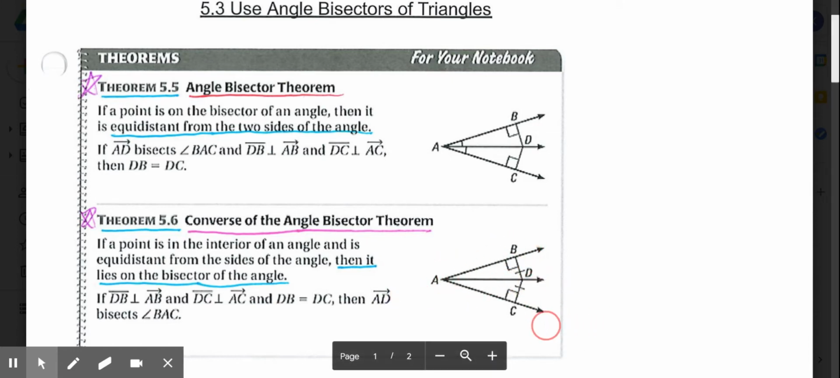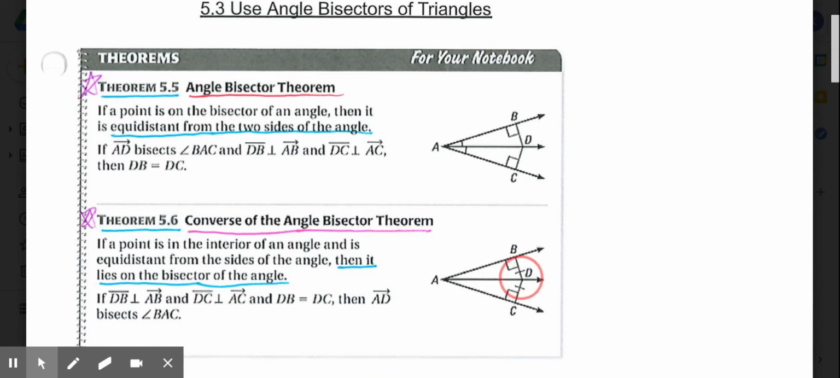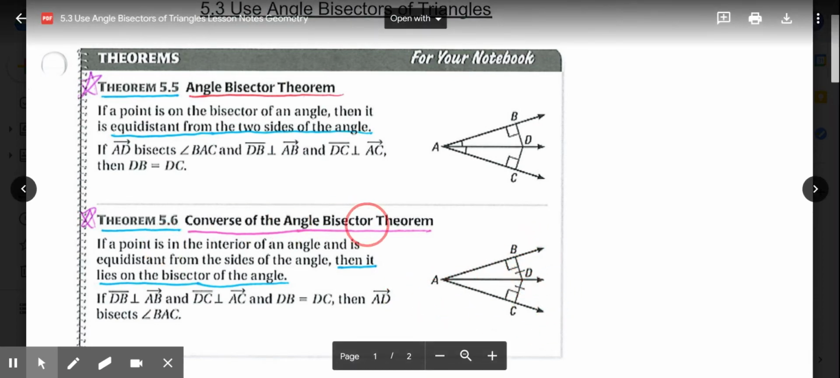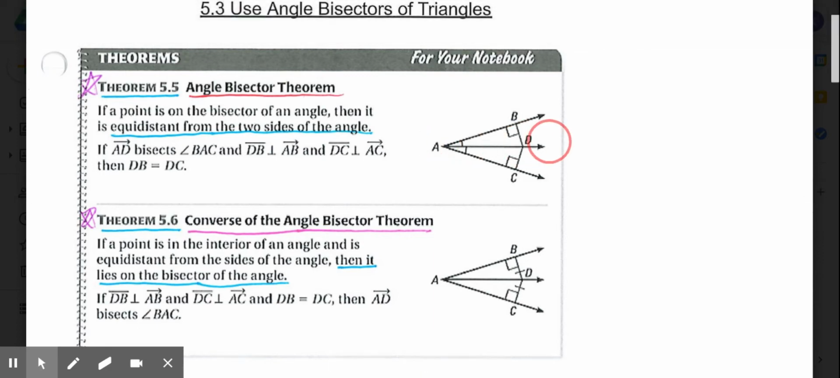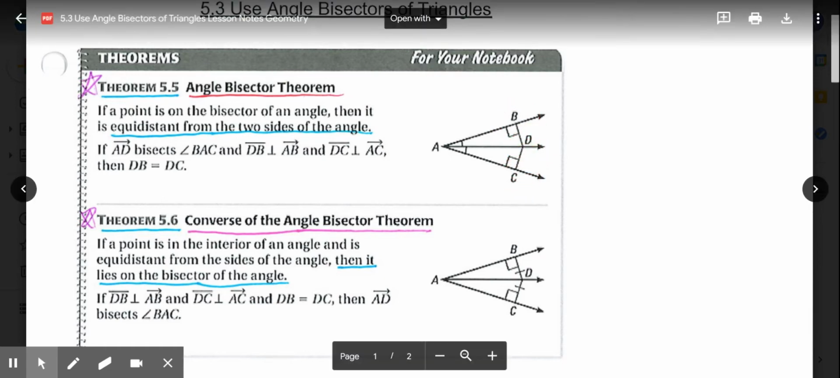angle BAC. So if we know the point is equidistant from the sides, then we can say that AD bisects BAC using the converse. If we know AD is the bisector, then we know D is the same distance from B as it is from C. Those are our two theorems.